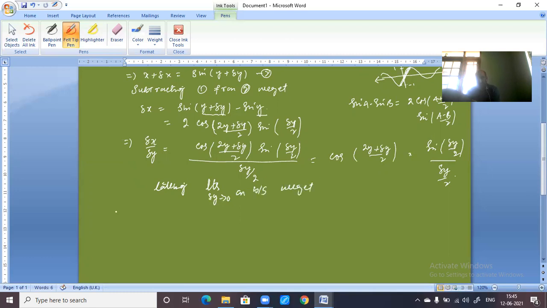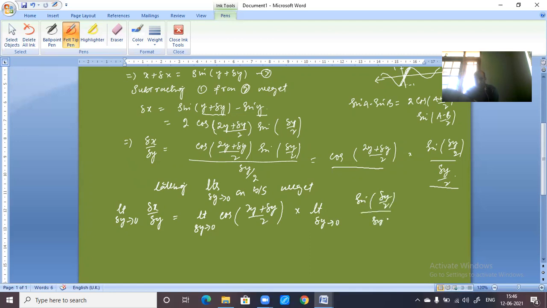What we get is limit delta y tends to 0, this is del x divided by delta y. Now see here, two functions are in product, this and this function. So I can separately take limits to both. So I take limit delta y tends to 0 of cos of (2y plus delta y) divided by 2, into limit delta y tends to 0 of sine of delta y by 2 divided by delta y by 2.